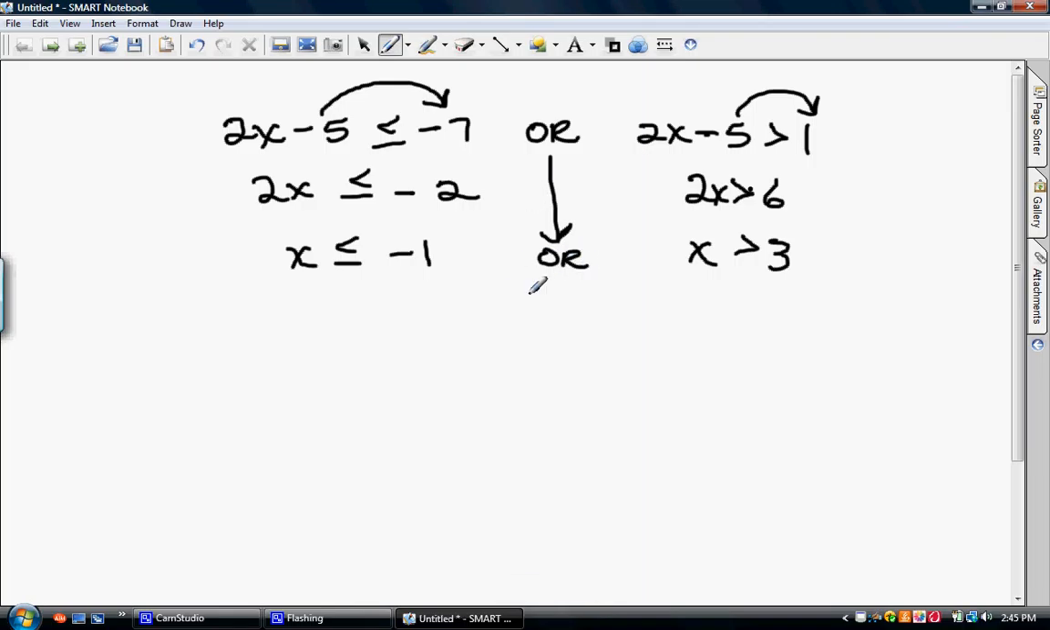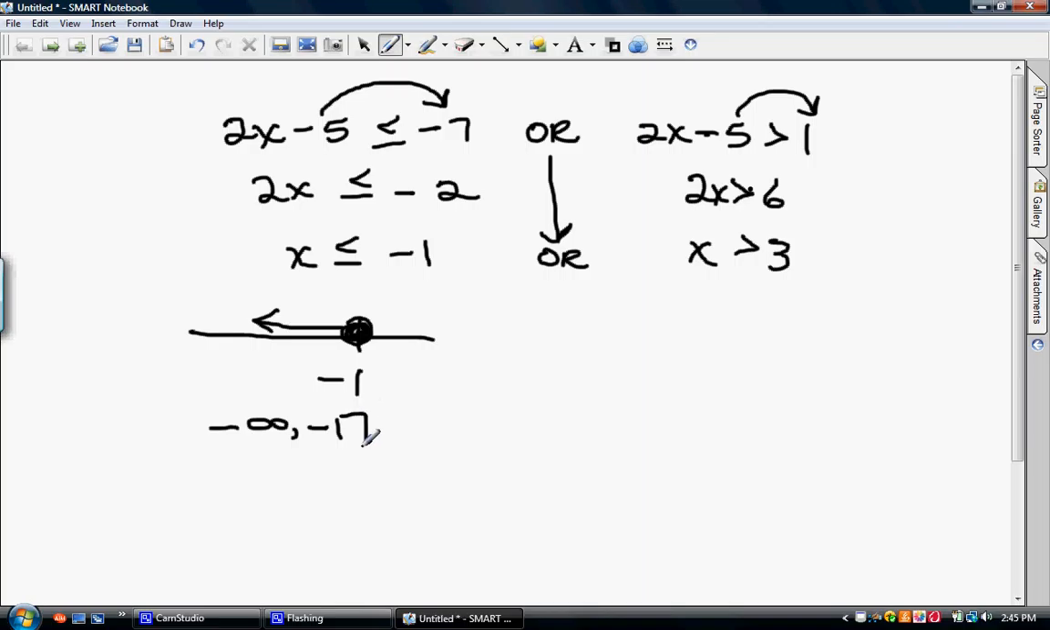Over here we have the -1. We put it on a number line so it will be easier to get our interval notation. We have x is less than or equal to -1. It's got an equal sign, so we have the closed circle, and we're going in this direction. This would be -infinity to -1 with a bracket around the -1.